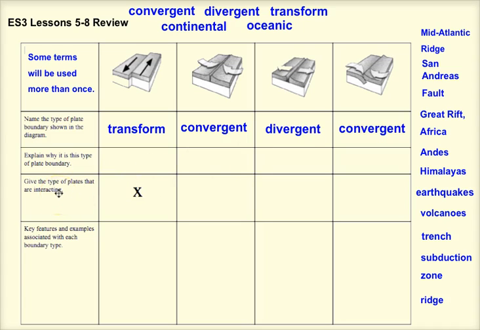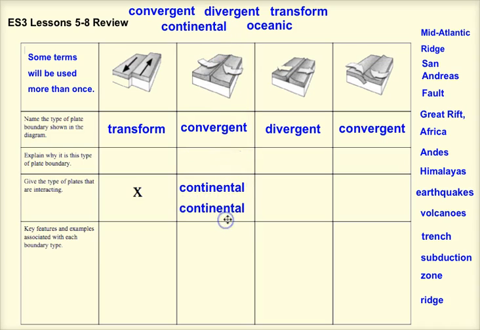Now, the next one: give the types of plates that are interacting. We had an X in this one because you didn't have to do it. We didn't talk about it, so we didn't hold it against you. We weren't going to test you on it. Some of you looked at an X here, then put a couple X's in other spots. I'm not sure why, because it says give the types of plates that are interacting. So we have this first one right here, or the second one, but the first one we have to answer. It's a convergent plate boundary. Now you notice there's no subduction zone. So that should tell you that it's a continental and a continental.